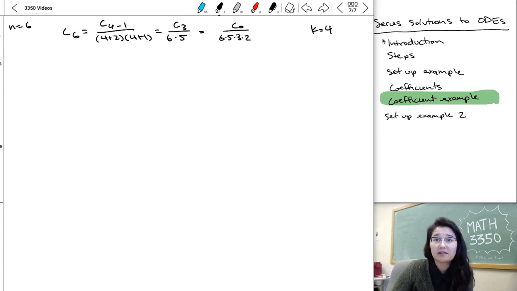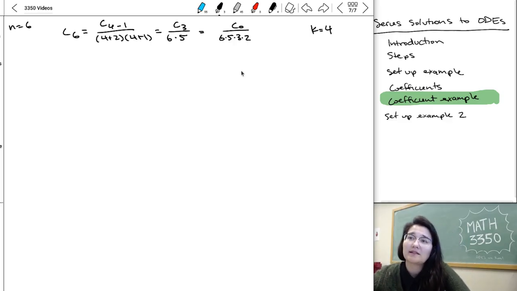And notice how I'm still not simplifying any of those numbers in the denominator. I want to see my C0 and I want to see every number I'm multiplying, because now I can see there's that sequential 6 times 5. I skip 4 and then I do 3 times 2. Some kind of pattern there, but it might take me more coefficients to start seeing it.